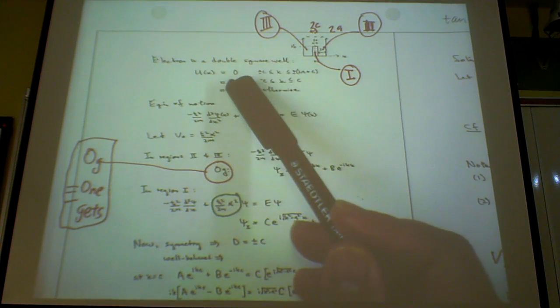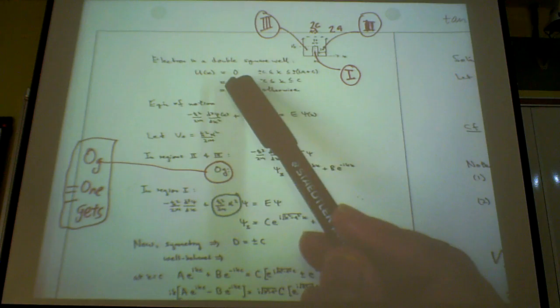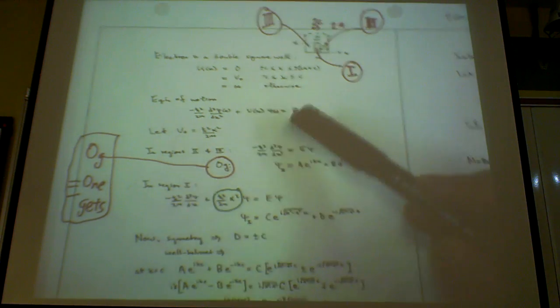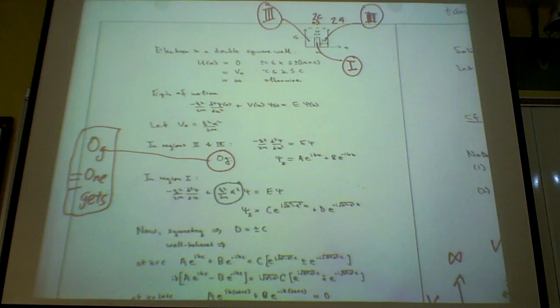Between the wells, that's the barrier. So you have V naught, and inside the individual wells you have 0. So that's the first task. The second task is that you write down the equation of motion, which in this case is a differential equation.